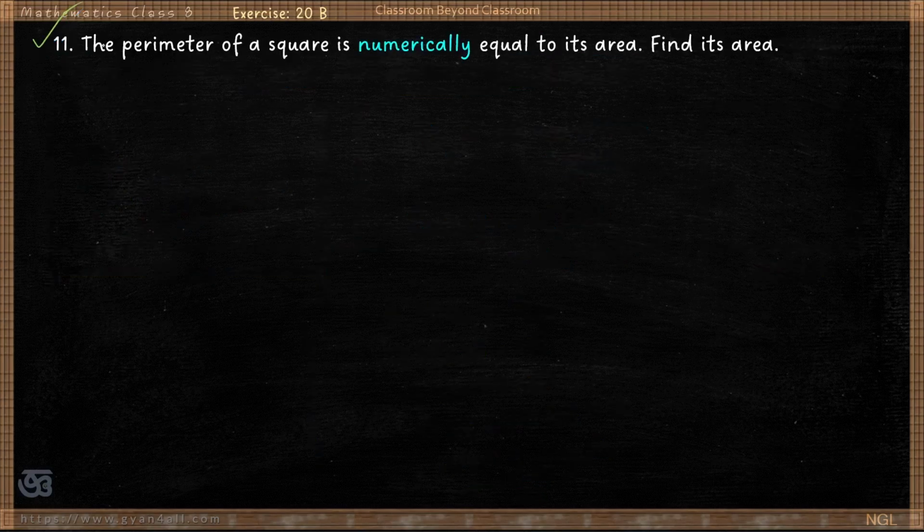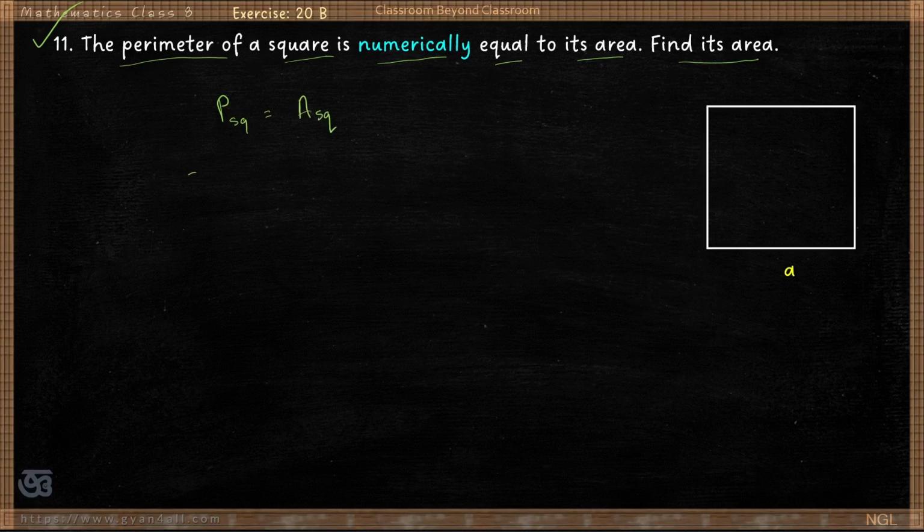Question number 11. The perimeter of a square is numerically equal to its area. Find its area. As I have mentioned in the previous videos also, perimeter cannot be equal to area. Only the numerical part can be equal, because if the unit of perimeter is, say, meter, then the unit of area will be meter square. So the perimeter of the square is equal to the area of the square.